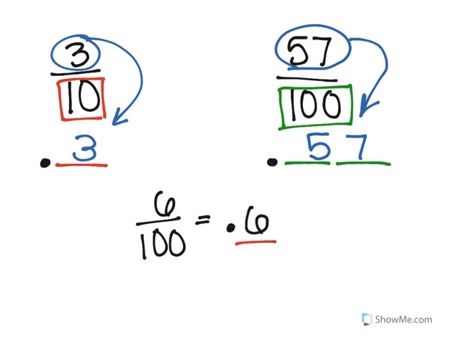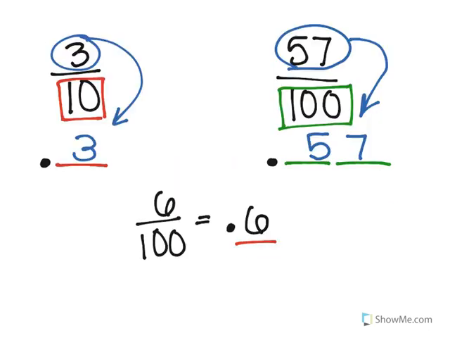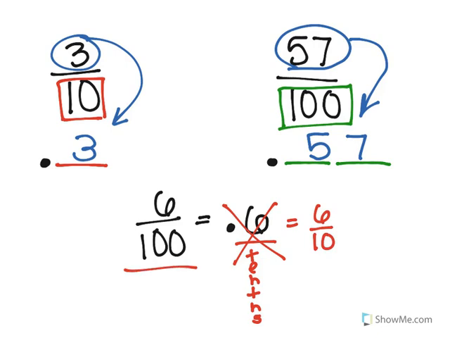What place is this in? Look back to here. It's in the tenths place. So is this 6 hundredths? No, it's not. It's 6 tenths. And that's not what we're trying to get. We're trying to get 6 hundredths.